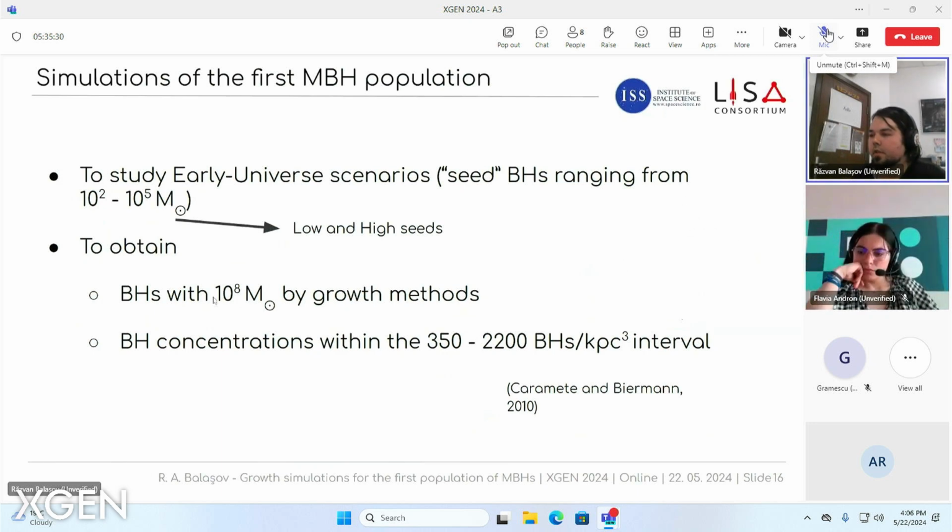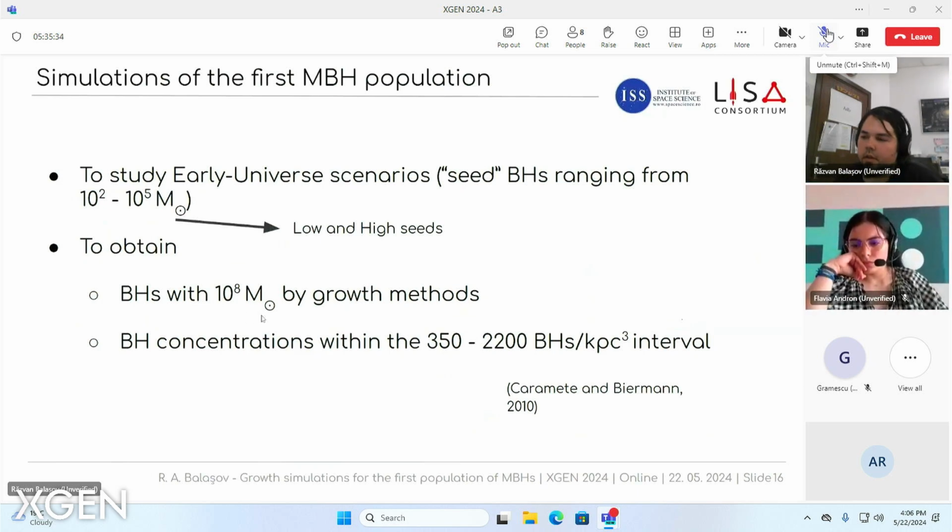The purpose was to grow the black holes that I have in my initial conditions to 10 to the 8 solar masses, and to have them in concentrations between 350 and 2,200 black holes per cubic kiloparsec. This is the distribution I got from my confirmed catalogs. It's the same mass function that was already published in other articles.